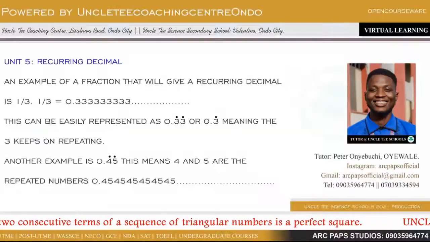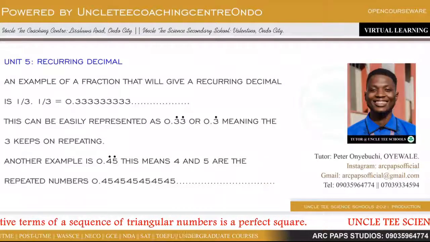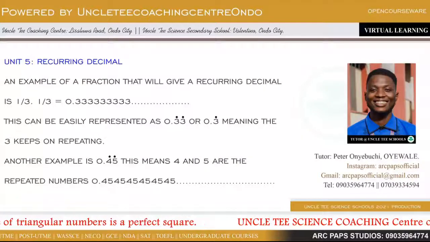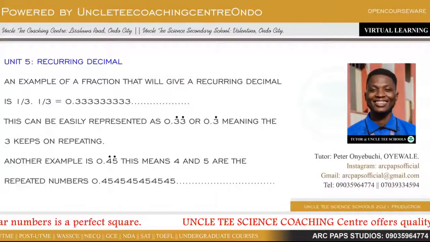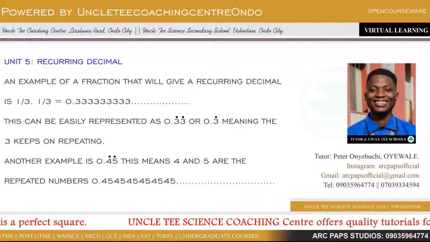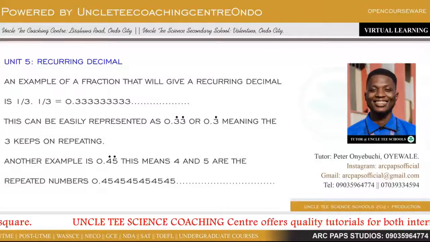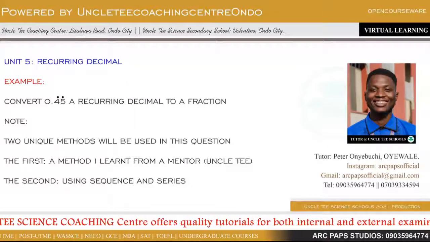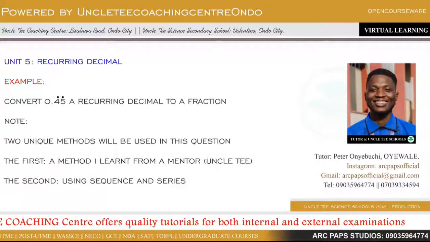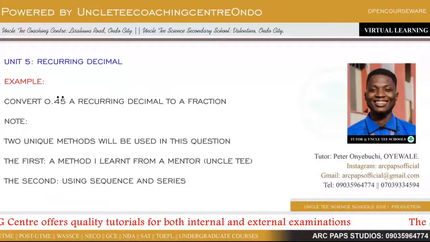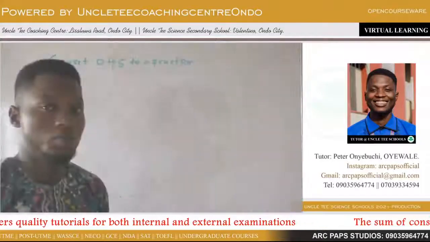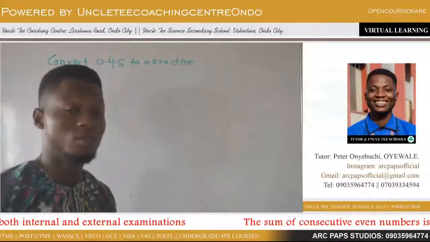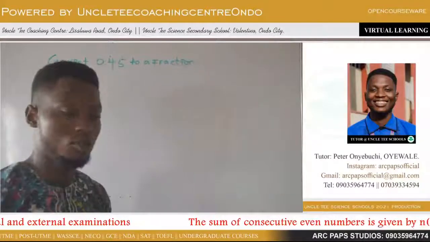Recurring decimal. Now recurring decimal is a particular topic we do right from primary school down to junior school and also at the senior level. For example, 1 over 3 will give us 0.33333. That is an example of a recurring decimal. Now let's take an example. We want to convert recurring decimals to fractions. In junior school, you will have been taught how to convert from fraction to recurring decimal. But in this particular question, we are going to convert from recurring decimal to a fraction.